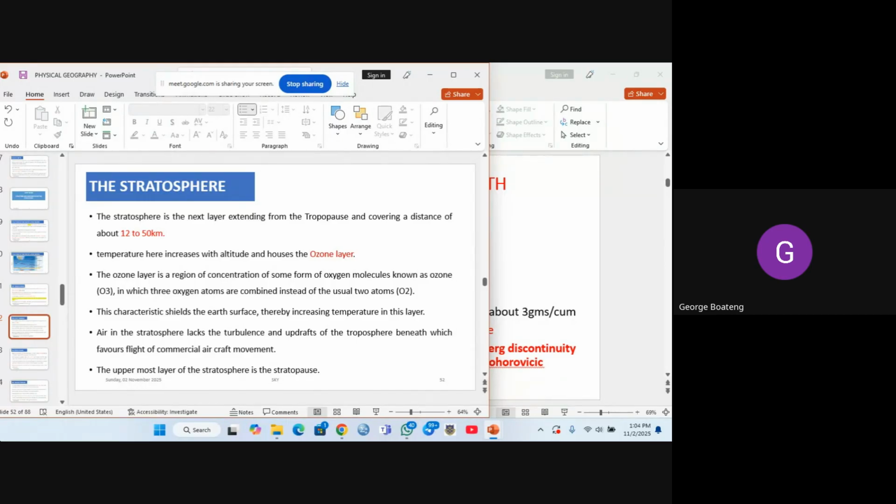And we all know the importance of this ozone, which absorbs the UVR, the ultraviolet radiation, preventing it from reaching the Earth's surface.